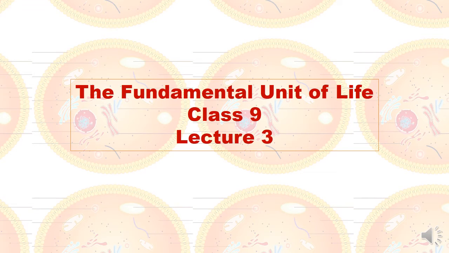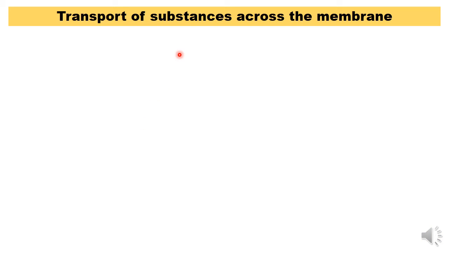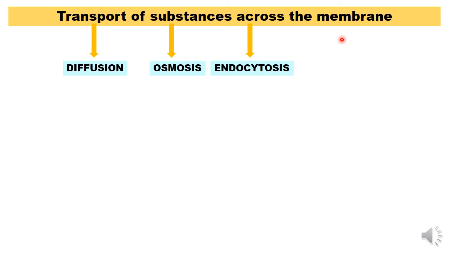Hello children, let us learn more about the fundamental unit of life, that is cell. And in this lecture, we are going to start with the topic transport of various substances across the cell membrane. So, how do various substances required for the survival of a cell cross the plasma membrane? There are various modes such as diffusion, osmosis, endocytosis, and active transport. Let us understand them one by one.